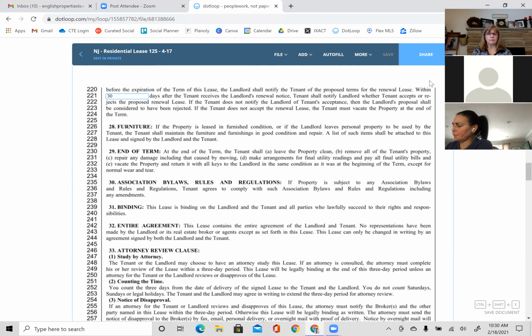Okay. And it's the same way if they're not renewing it either. If the landlord has no intentions of renewing it, they still have to give them that same 60-day notice that they're not going to renew it. Okay.